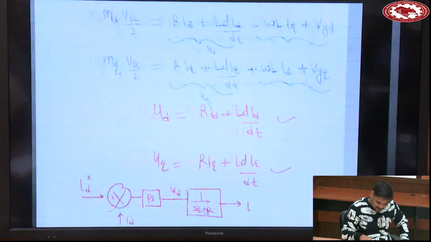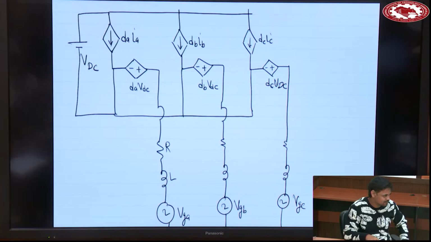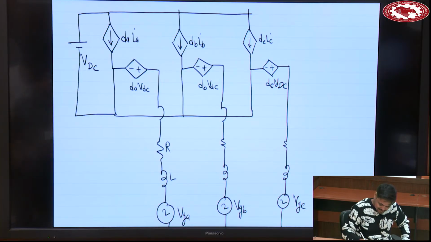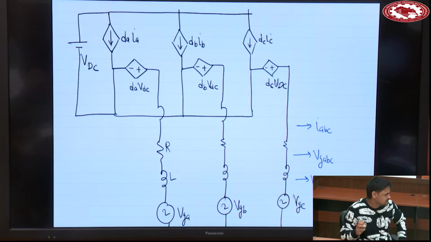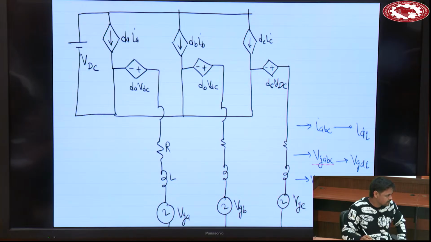So in our simulation, this is going to be the system. We are sensing, what do we need to sense? IABC, VGABC, VDC. Three things we will sense. We will convert into DQ, and this is not required. For conversion, you will use theta information from phase A.